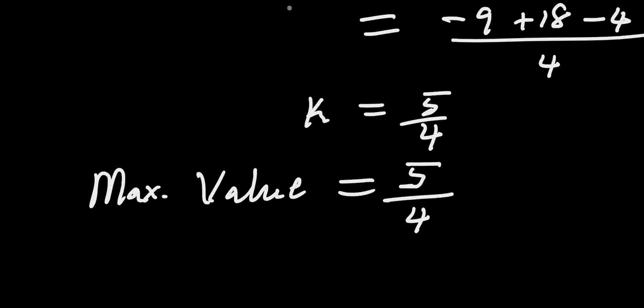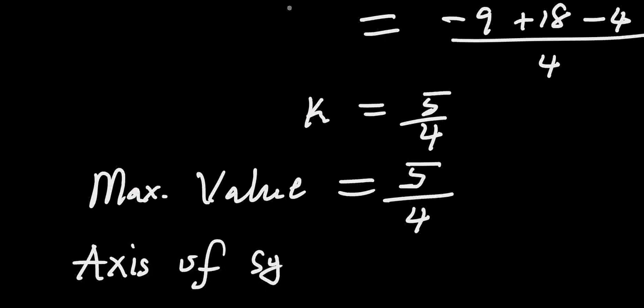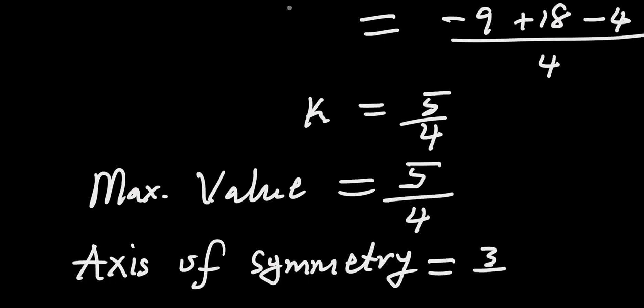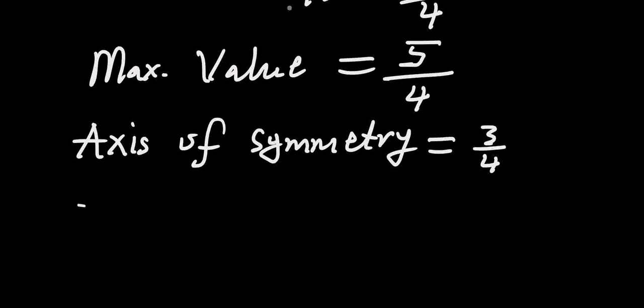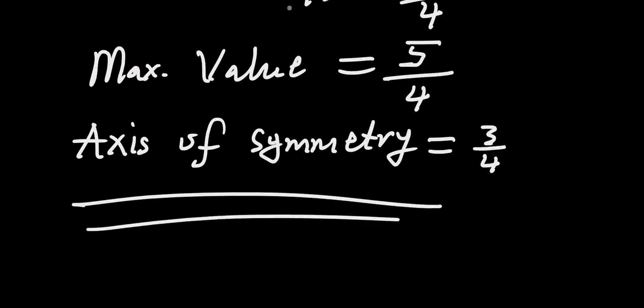And also the axis of symmetry is the value of h. Axis of symmetry is equal 3 over 4. So this is the final answer to this question.